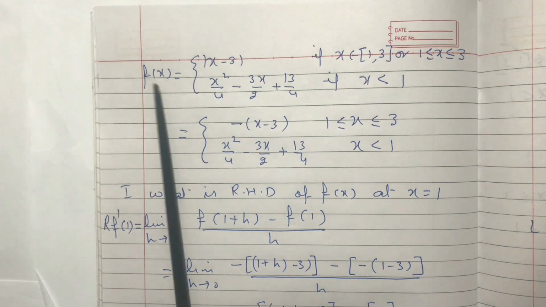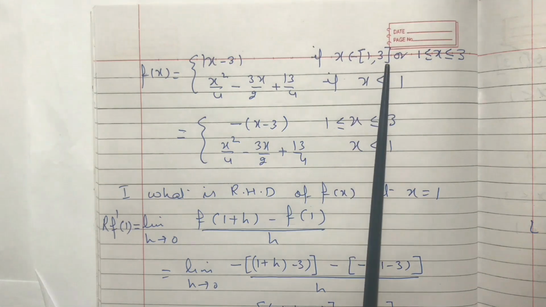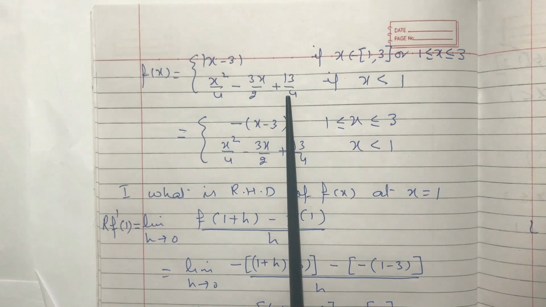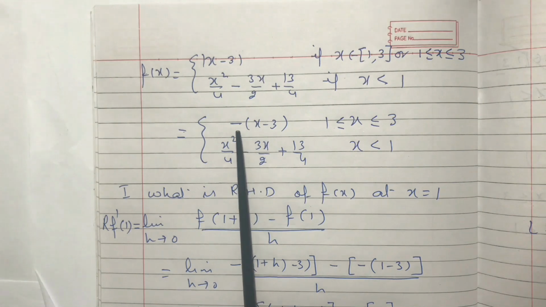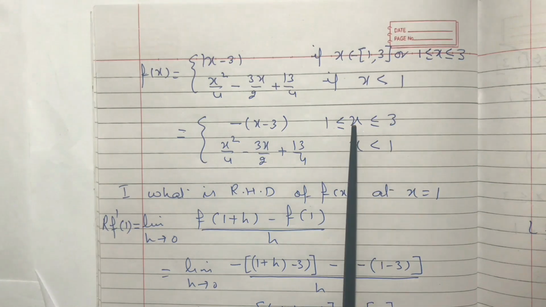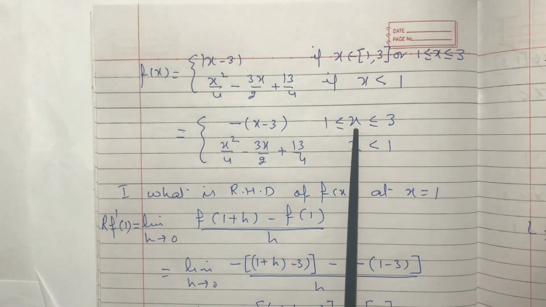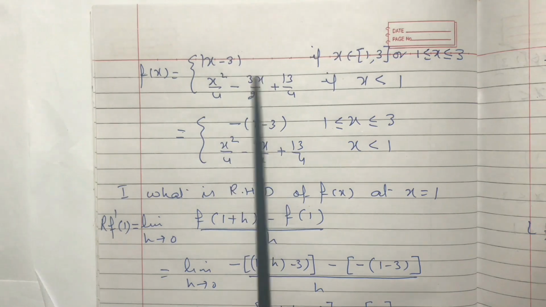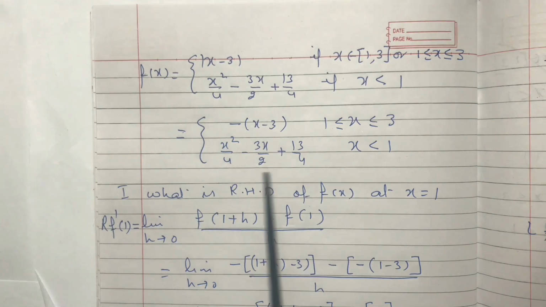Now I have written here fx is mod of x minus 3 if x lies between 1 to 3, and this is equal to x square by 4 minus 3x by 2 plus 13 by 4 if x is less than 1. Now this mod of x minus 3 is written as minus x minus 3 if x lies between 1 to 3. So I have rewritten the question. Here I have taken x between 1 to 3 and the function in between, mod of x minus 3, will become minus x minus 3. For x less than 1, this function is given to us.